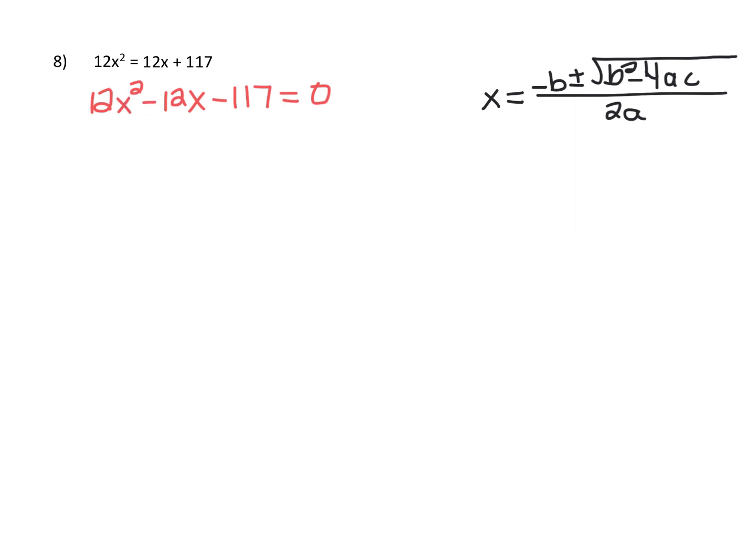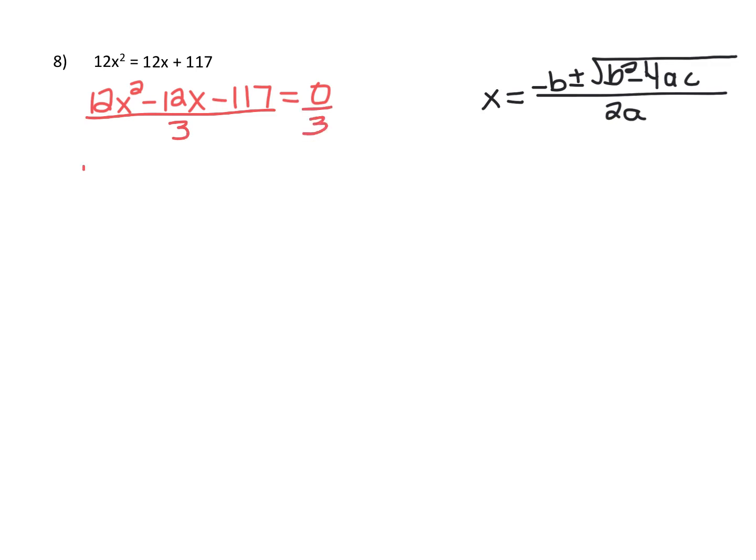Now, I'm looking at these three numbers, 12, 12, and 117. These are going to create really big numbers within our formula. I wonder if there's something that does divide evenly into all of these. All right, well, I know 2, 3, 4, and 6 divide evenly into 12. So let me see if they divide evenly into 117. Well, it just so happens that 3 divides evenly into 117. So to make my life easier, I'm going to divide both sides of the equation by 3.